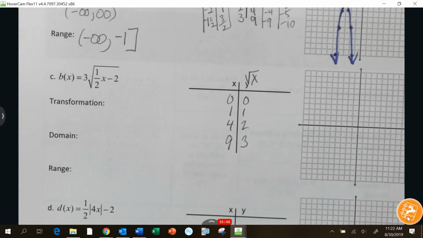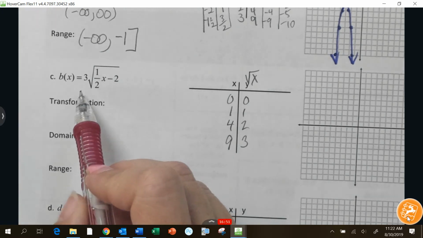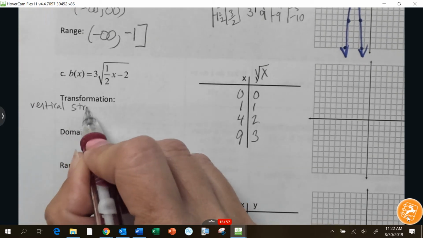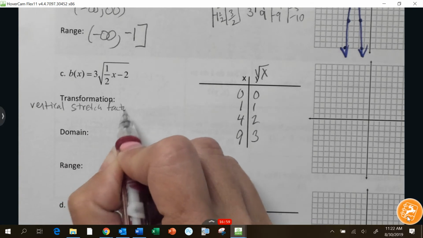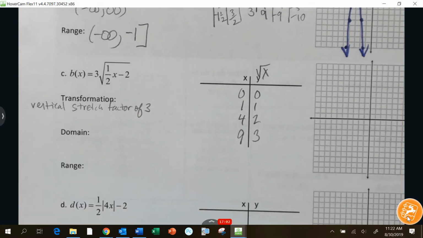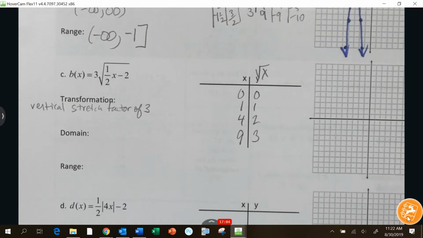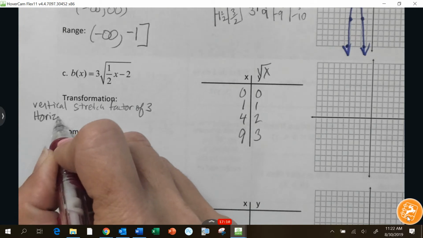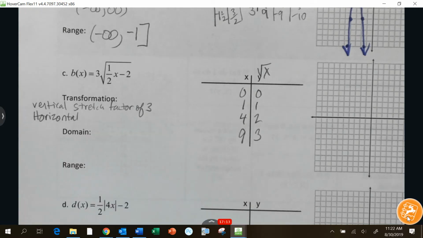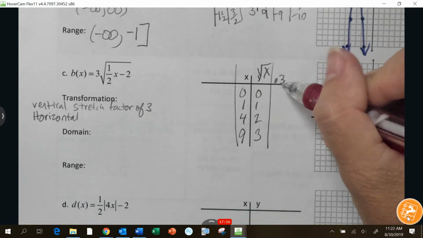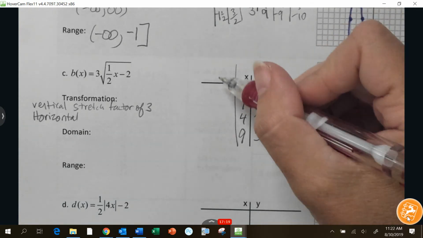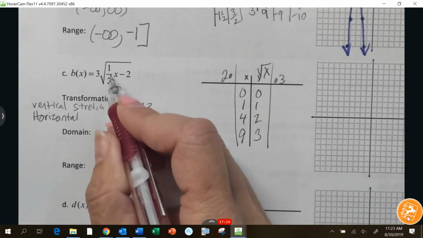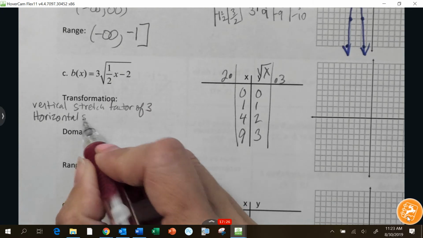Transformations. We have a 3. Is that on the inside or the outside? Outside. So that's vertical. Vertical stretch, factor of 3. The 1/2, that's on the inside. See how it's under the square root? So that's a horizontal. But what? Ooh, I heard both answers. What am I going to multiply by when I go and multiply? I'm going to multiply by 2. So that tells me this is a stretch. It just looks weird because it's a half when it's inside the function.